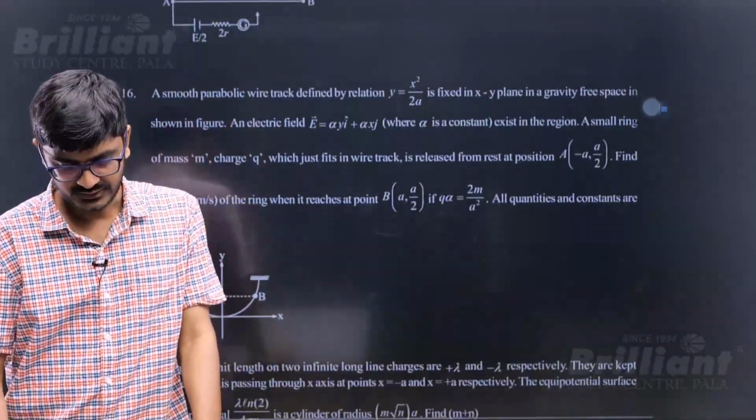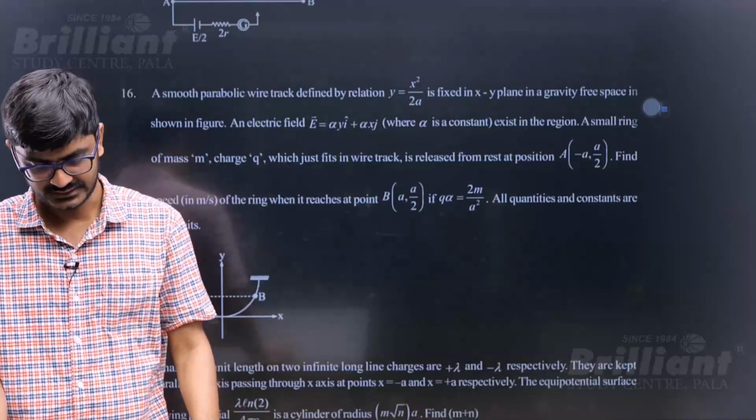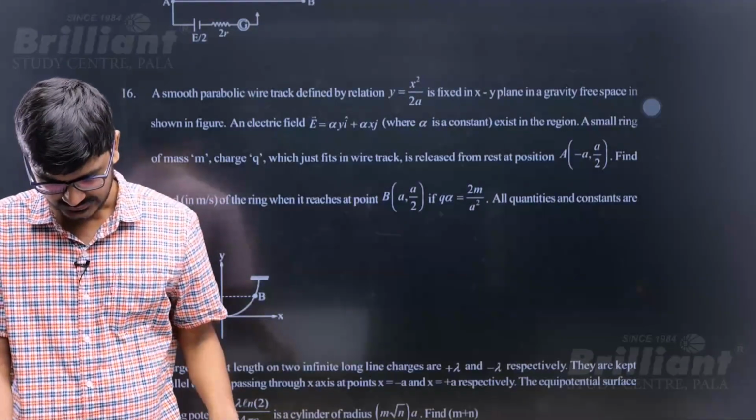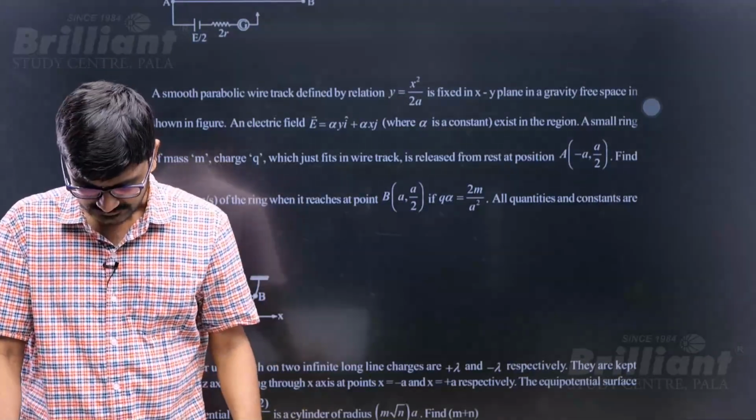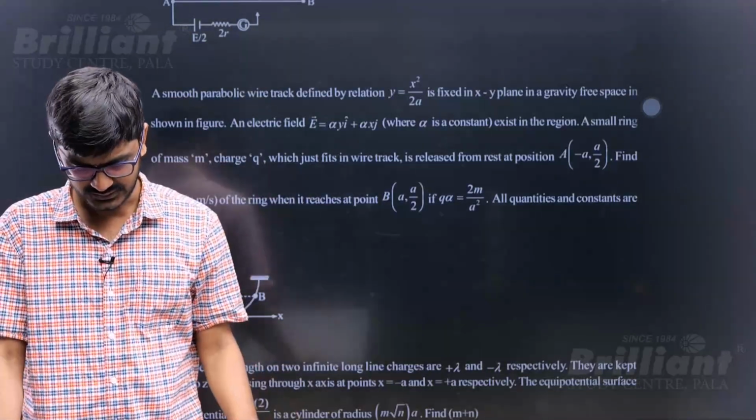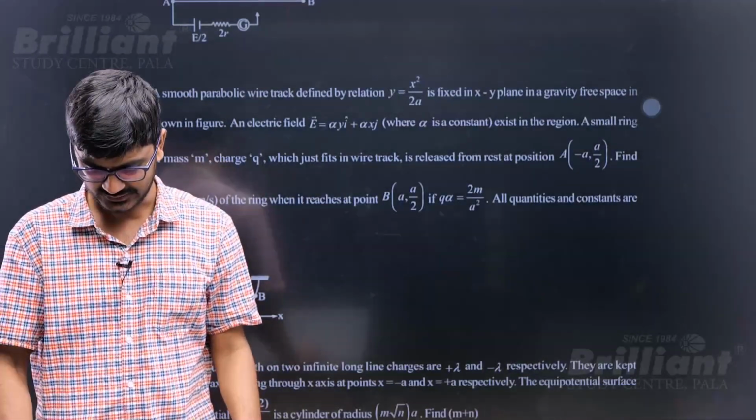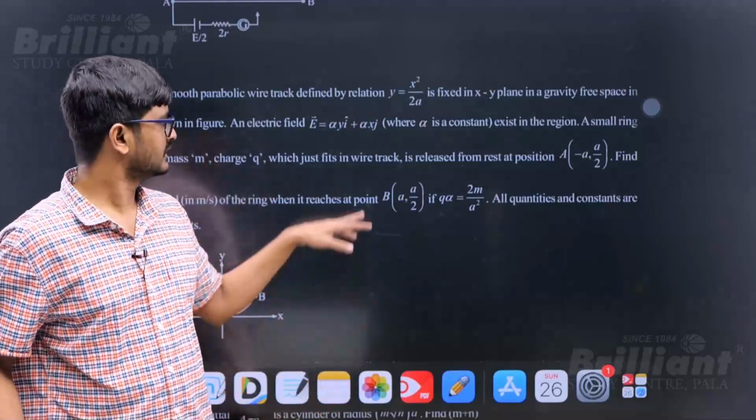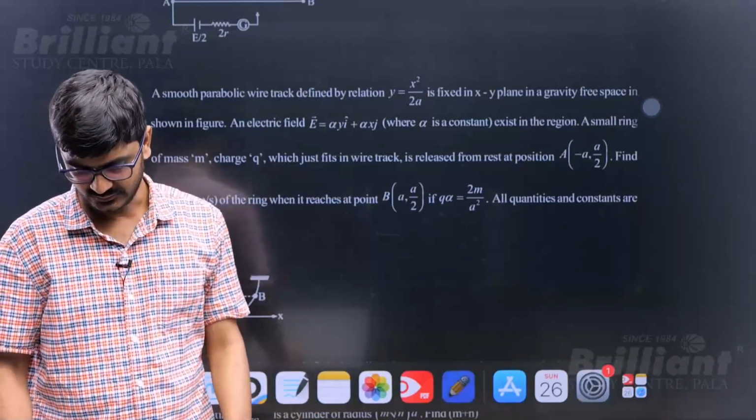A smooth parabolic wire track is defined by the relation y equals x. An electric field is given. Release it from rest at some position and you need to find the speed at some other position. Now this is a very familiar equation. I know it is going to be conservative.